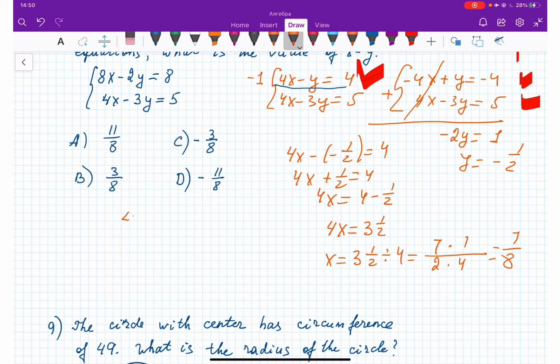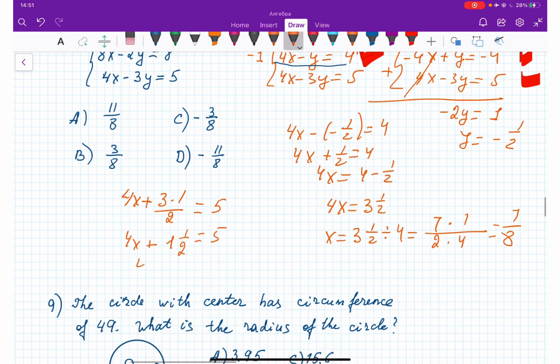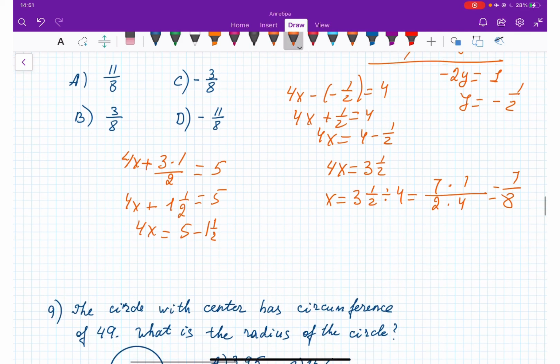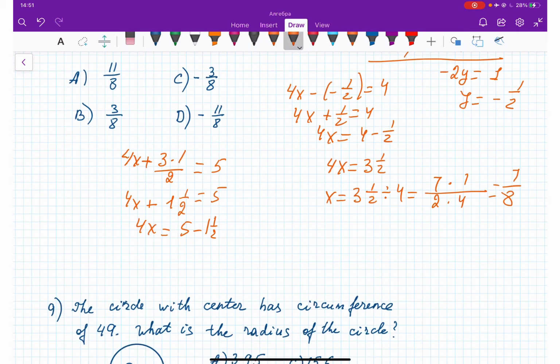So 4x minus 3 times -1 over 2, right? The negative will become plus. So 4x plus 3 over 2 equals 5. 4x plus 3 over 2, that's 1 and 1 half, equals 5. 4x is equal to 5 minus 1 and 1 half, which is going to be 3 and 1 half. No, it's getting the same answer, 7 over 8. Looks like the answer is incorrect.